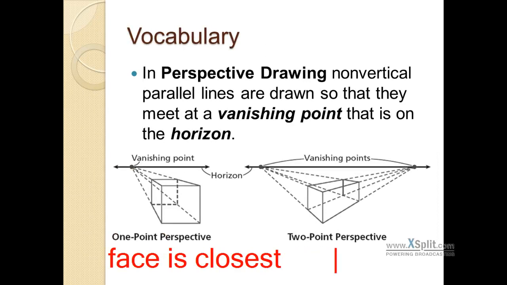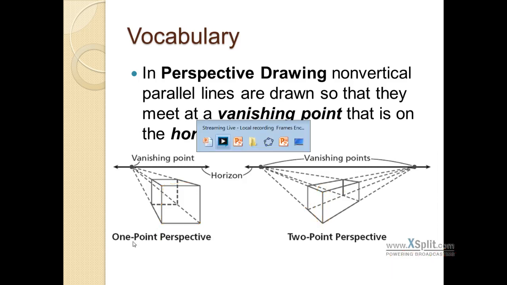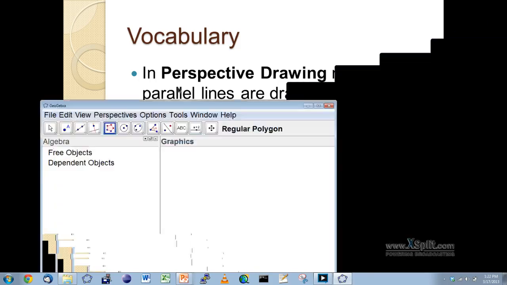And with 2 point perspective, it's going to be an edge that is closest. What I mean by that, this edge right here is closer than anything else in this diagram. Similarly, this face right here is closer than anything in the diagram. So 1 point perspective, a face is closest to you, 2 point, an edge is closest to you. We won't look at 3 point perspective in this class, but it does exist, and that's where a vertex is closest to you.